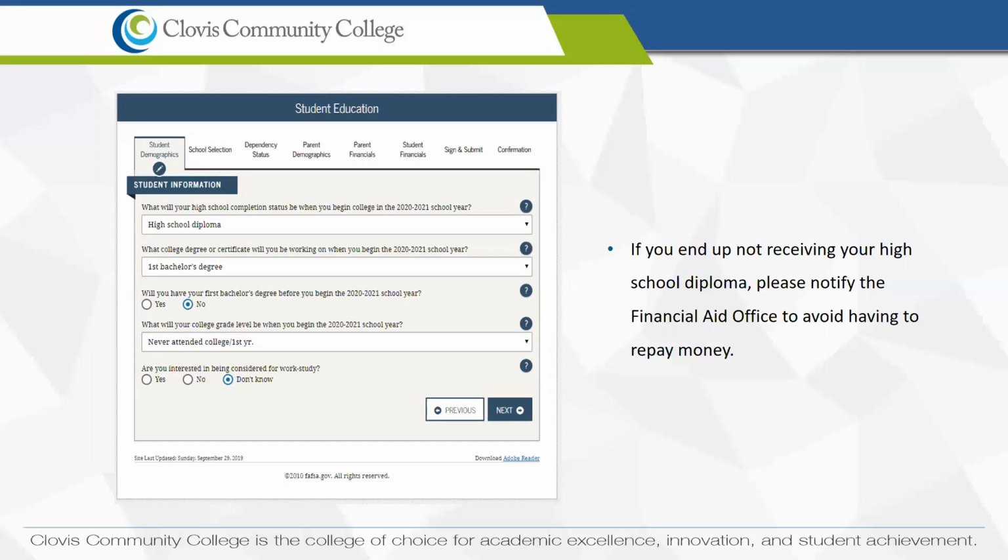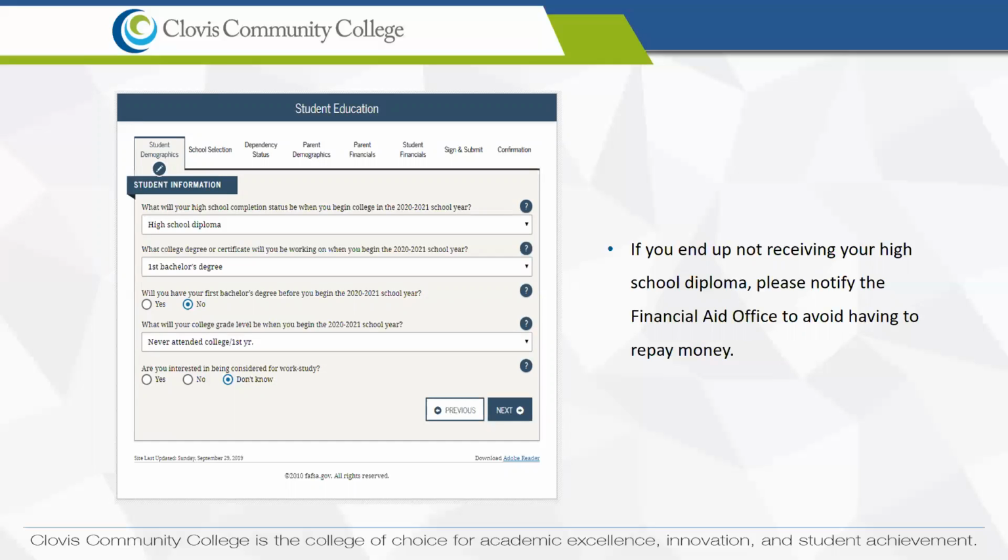You will then select the college degree or certificate you will be working on when you begin the school year you are applying for. If you will not have a bachelor's degree before the start of the school year, you should answer no to the next question.